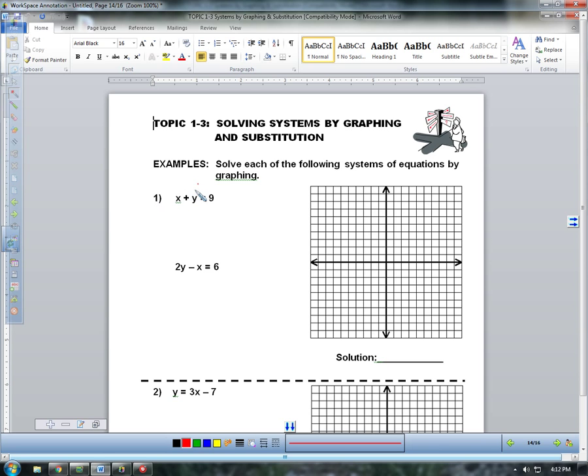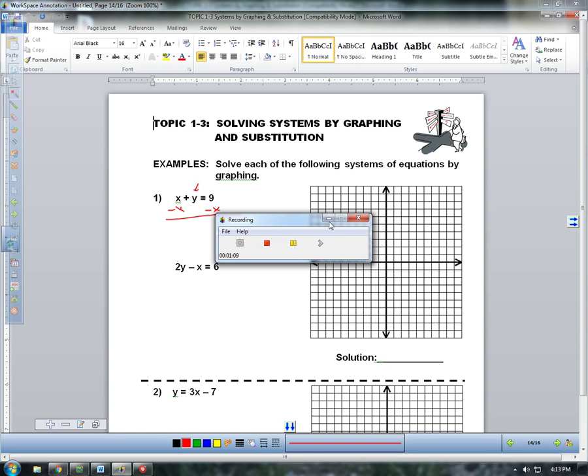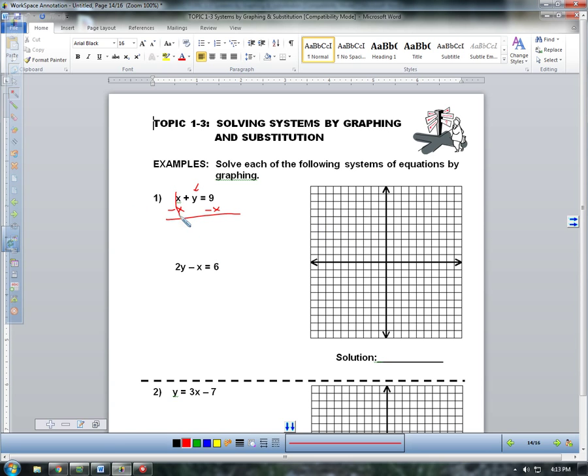Okay, so if I'm solving for y, I'm getting it by itself. So I'm going to subtract x, and after I subtract x, this x goes away, and I'm just left with y. These are not like terms. I cannot combine them, so I'm going to write them separately. Negative x plus 9.